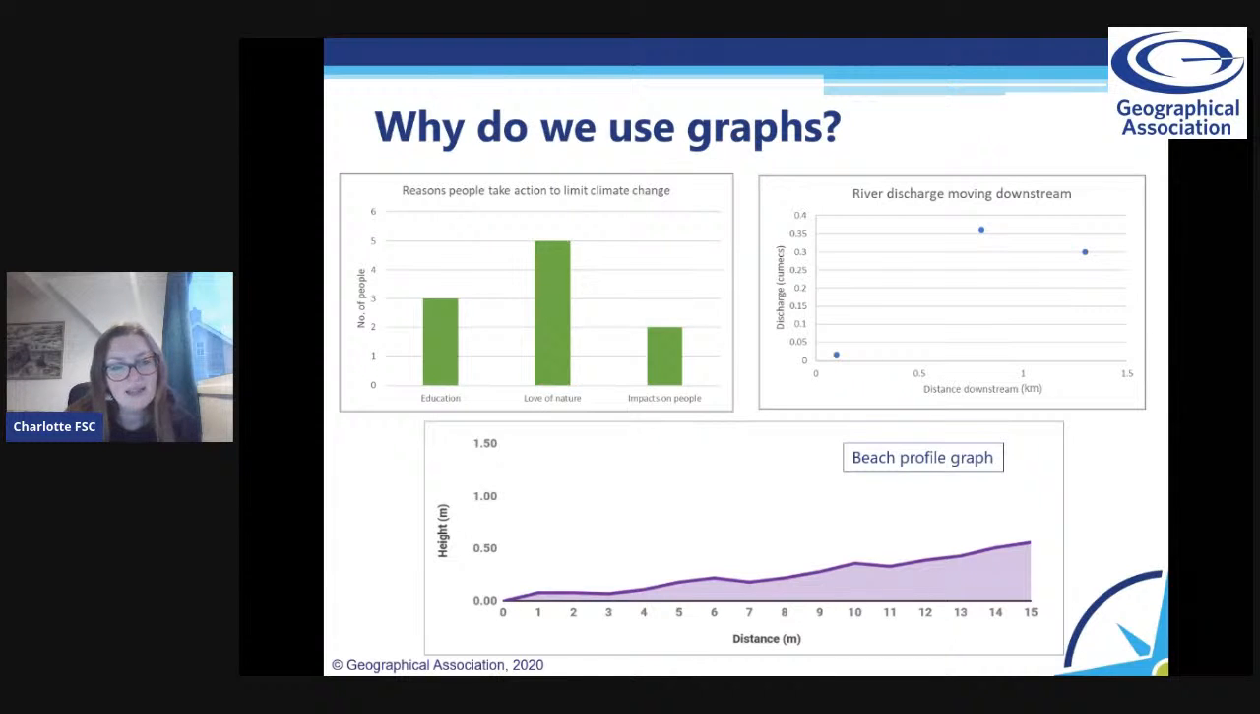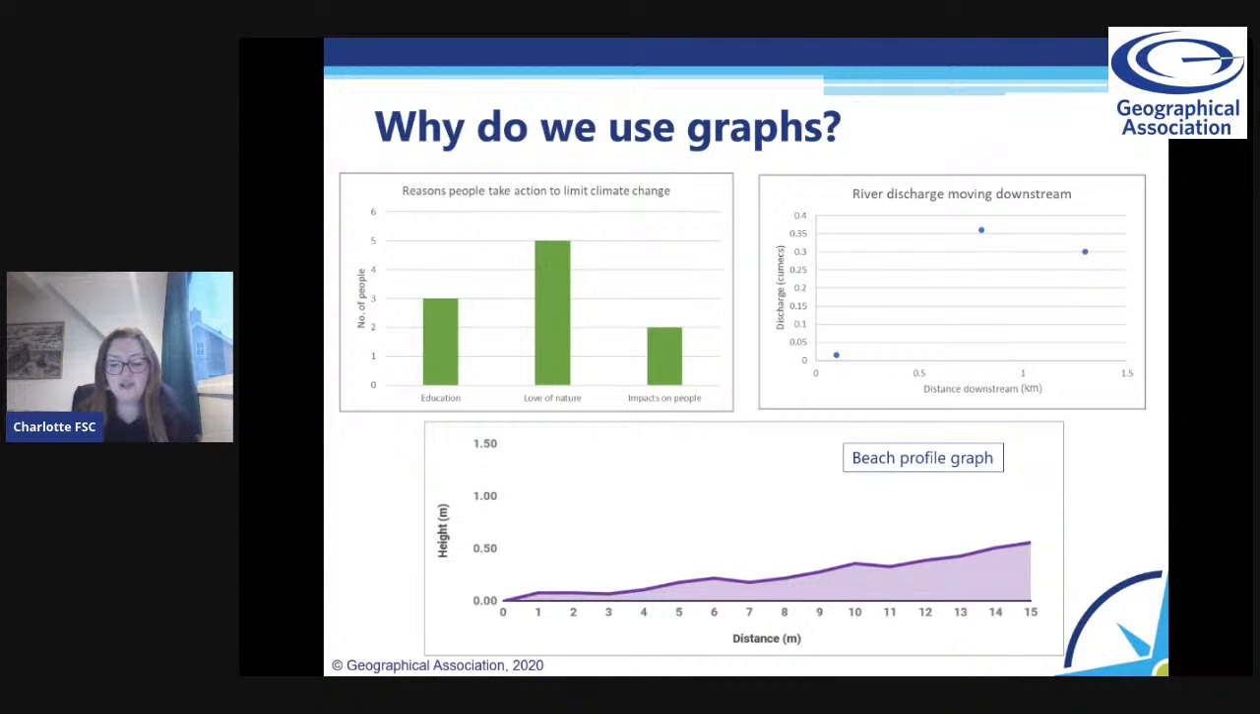And what we've done there is we've looked through all of those quotes, counted up how many times people reference education, love of nature, or impact on people, and then we've got a number to plot on, in this case, a bar graph. So we can instantly see, instead of reading through all of those quotes, that actually a love of nature is the main factor making people change their behaviour to combat climate change. So that's just a quick lesson there in why we use graphs.